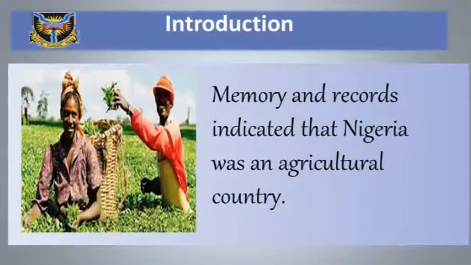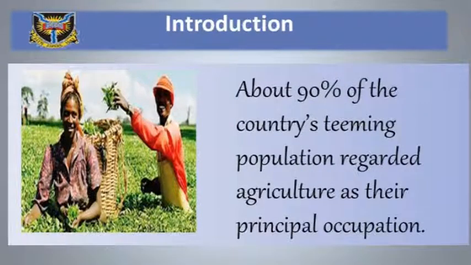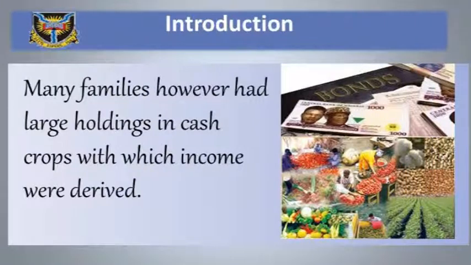Introduction. Memory and records indicate that Nigeria was an agricultural country. At least some 3 decades ago, some 90% of the country's teeming population regarded agriculture as a primary occupation, even if the total production of the household was for mere subsistence. Many families, however, had large holdings in cash crops from which income was derived.